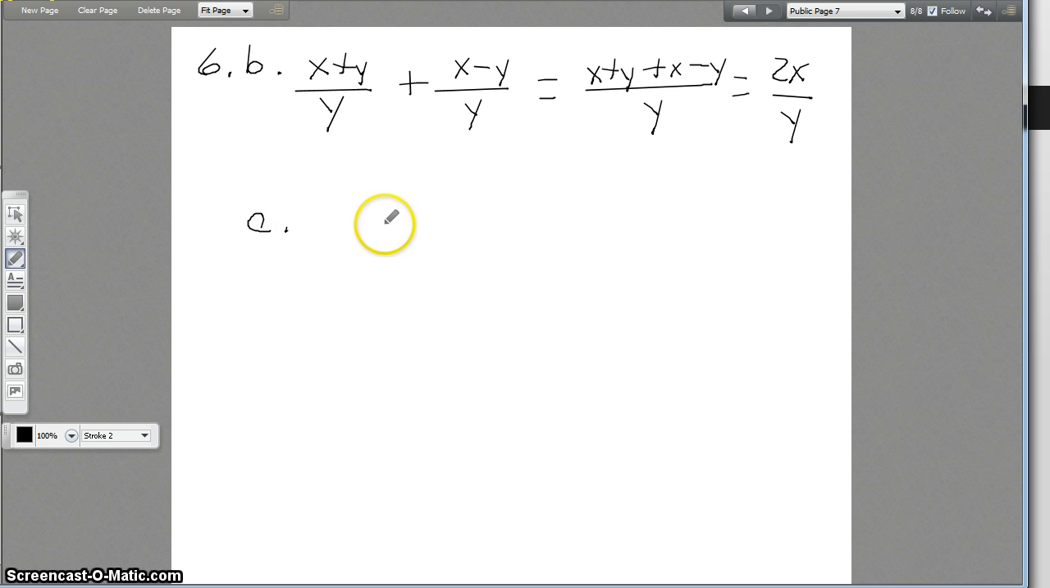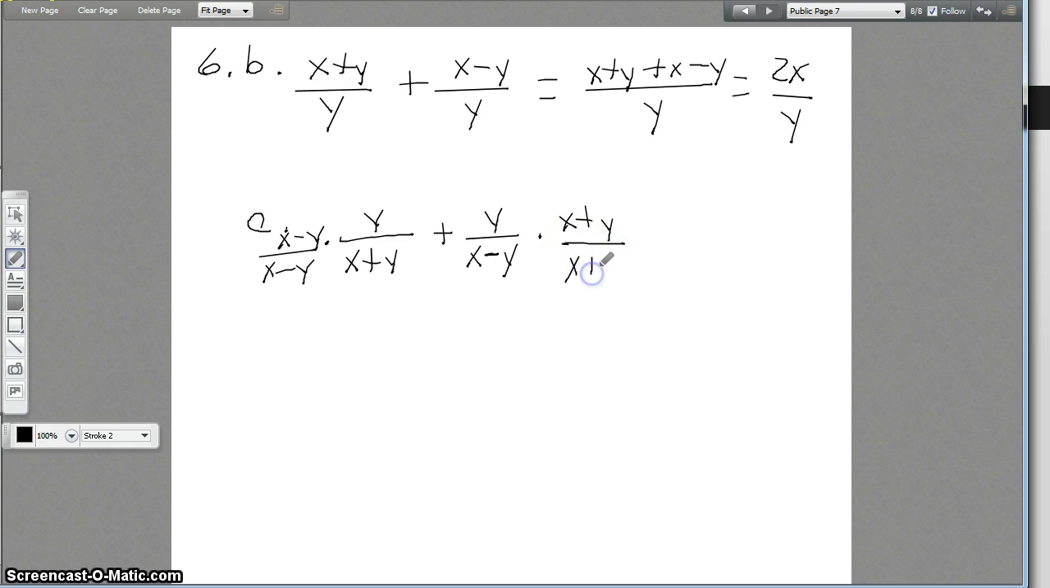Now let's look at 6C. We have y/(x + y), and then we are adding y/(x - y). Okay, to get a common denominator, we're going to have to multiply by the opposite denominator. So we have x + y. We're going to have to multiply by (x - y)/(x - y). And the x - y, we have to multiply by (x + y)/(x + y). So you can see our first fraction is being multiplied by the denominator of the second fraction, and the second fraction is being multiplied by the denominator of the first fraction.